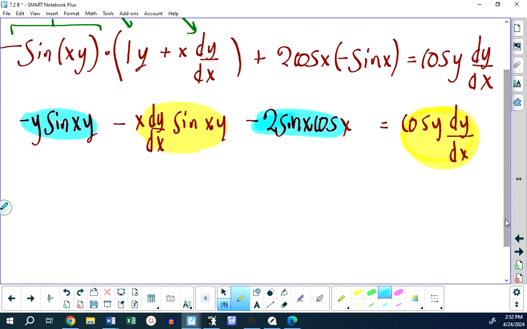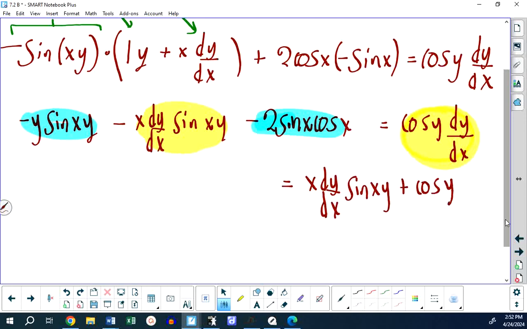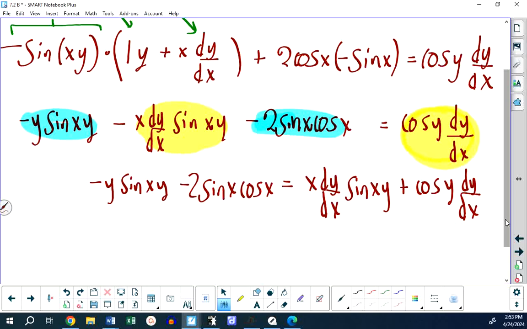I'm going to put my dy/dx's over here on the right, and I'm going to get x dy/dx sine of xy plus cosine of y dy/dx is equal to negative y sine xy minus 2 sine x cos x. Boy, and there's x's and y's there.